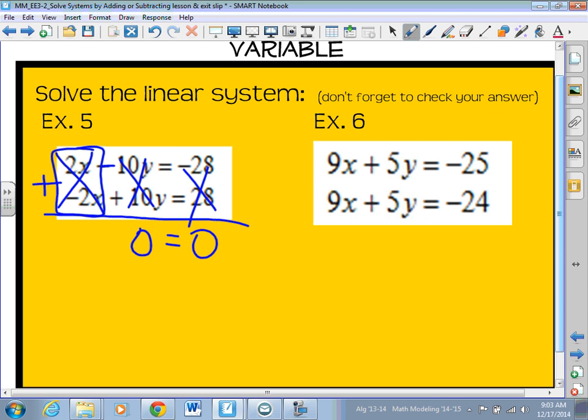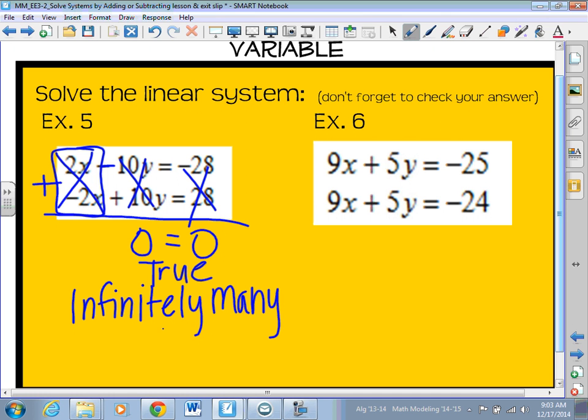So at that point, when your variables cancel out, just like equations, if you're left with a statement, you have to determine whether it's true or false. In this case, it's true. So that means we have infinitely many solutions. So it's just like solving equations. Infinitely many solutions. All right.